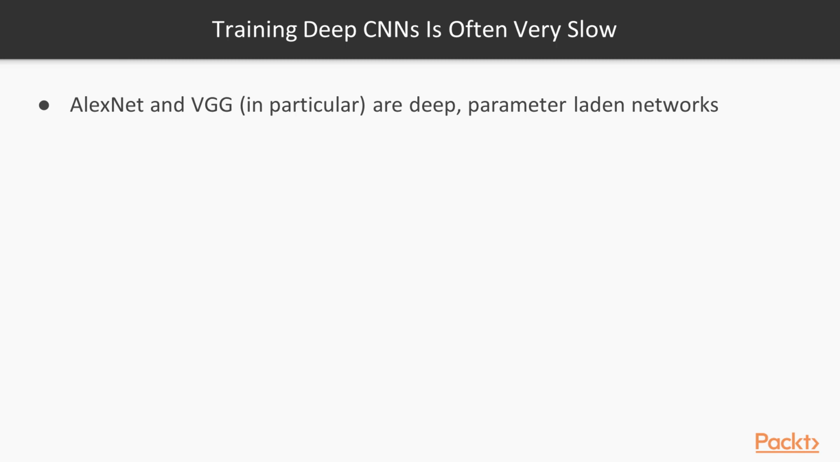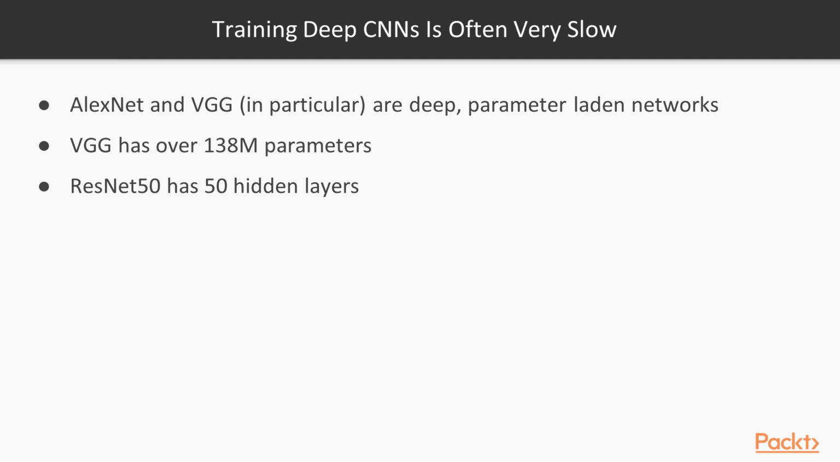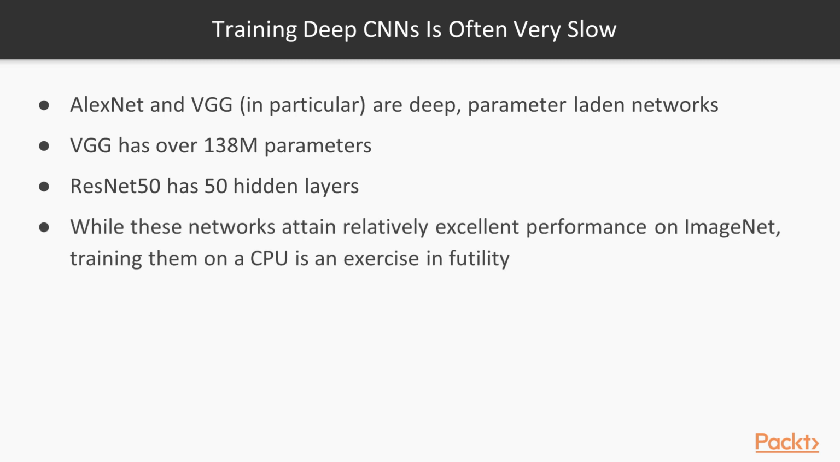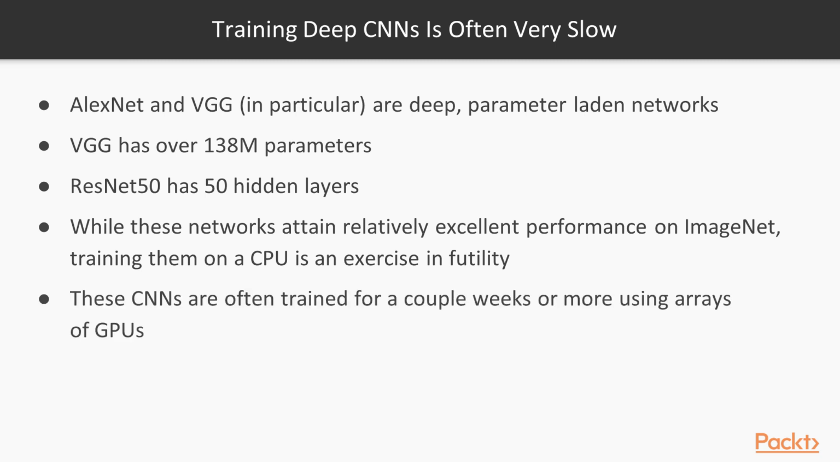Networks like VGG in particular are very heavy with parameters. VGG has 138 million parameters, and ResNet, while it has fewer parameters, has 50 hidden layers which add complexity and training time to the network. So while these networks attain excellent performance on vast datasets like ImageNet, they're extremely computationally intensive to train. Sometimes you actually need an array of GPUs, that's multiple GPUs, training these networks on these huge datasets for multiple weeks on end to reach a good point of performance and convergence, okay?